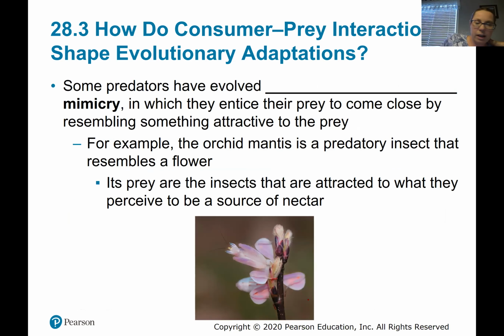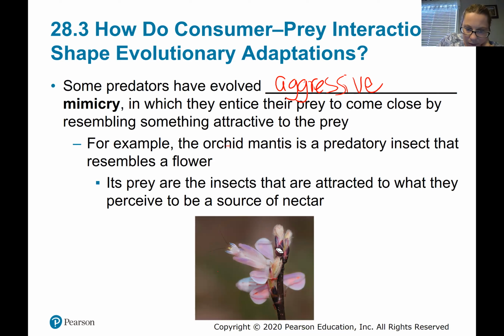And then another type of mimicry is called aggressive mimicry. And that's basically where a predator would lure in its prey. Okay, so here's an orchid mantis. So if you've ever seen a praying mantis, okay, this is an orchid mantis. Here's its leg. Here's a leg.